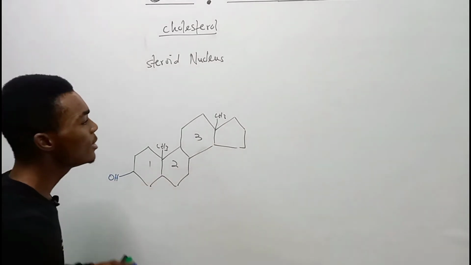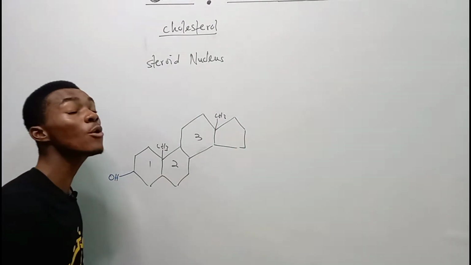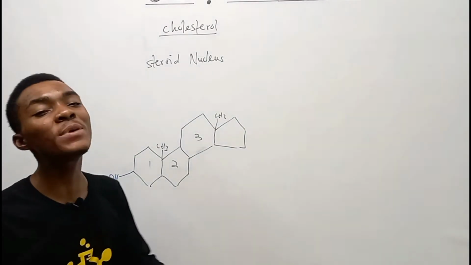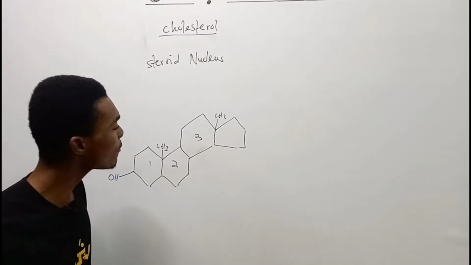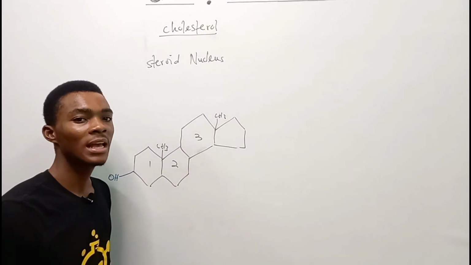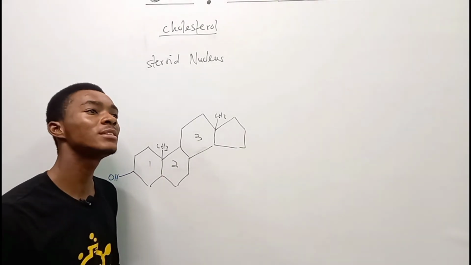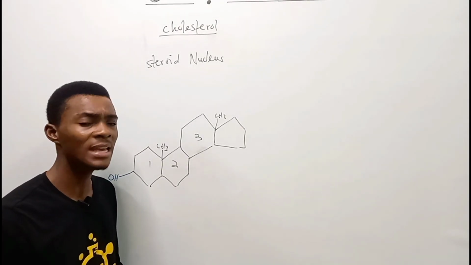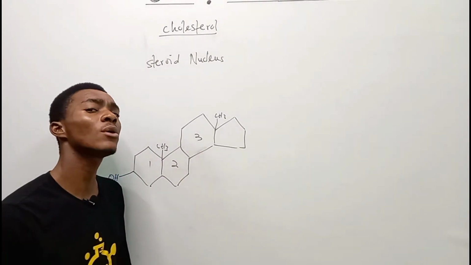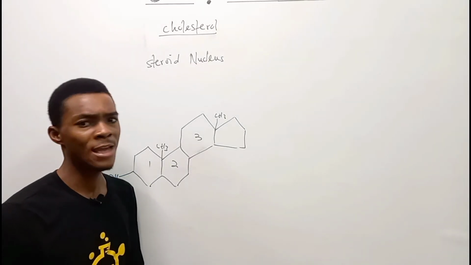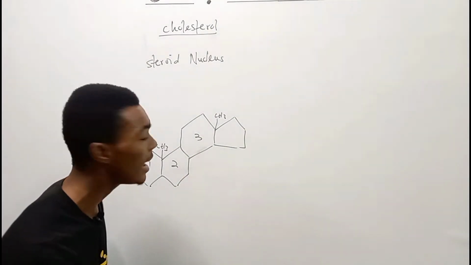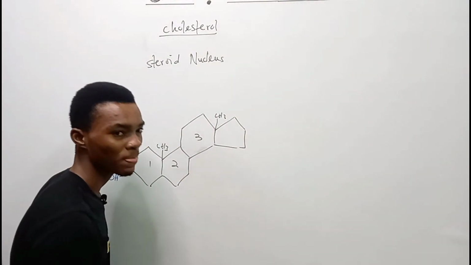Is that okay? Fine. So what we have on the board right now is the steroid nucleus of cholesterol. Very, very important. Why? Because all the derivatives of cholesterol have this special nucleus called the steroid nucleus. So what are these derivatives? Some of these derivatives are the steroid hormones that we have: the estrogen, the progesterone, the testosterone, even the adrenocorticoids like the aldosterone, the cortisol, vitamin D, and even bile salts. They are all derived from cholesterol. For that matter, they bear this steroid nucleus in their structures.